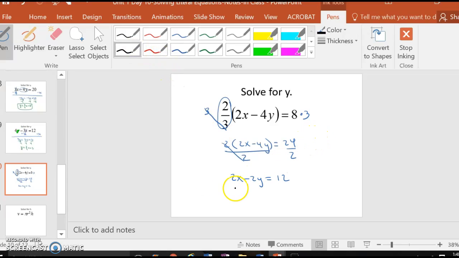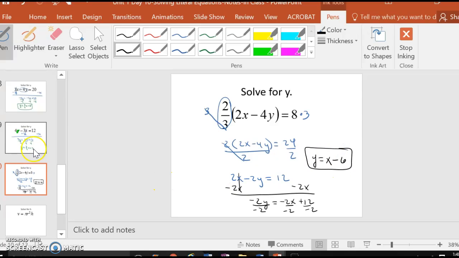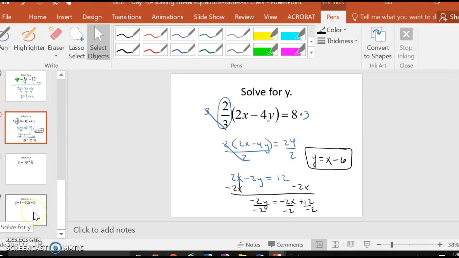Now, I got to get rid of the x term. Subtract that 2x. Negative 2y is equal to negative 2x plus 12. Then I divide everything by negative 2. And I get y is equal to x. And then 12 divided by negative 2 is minus 6. And I am done. All right.